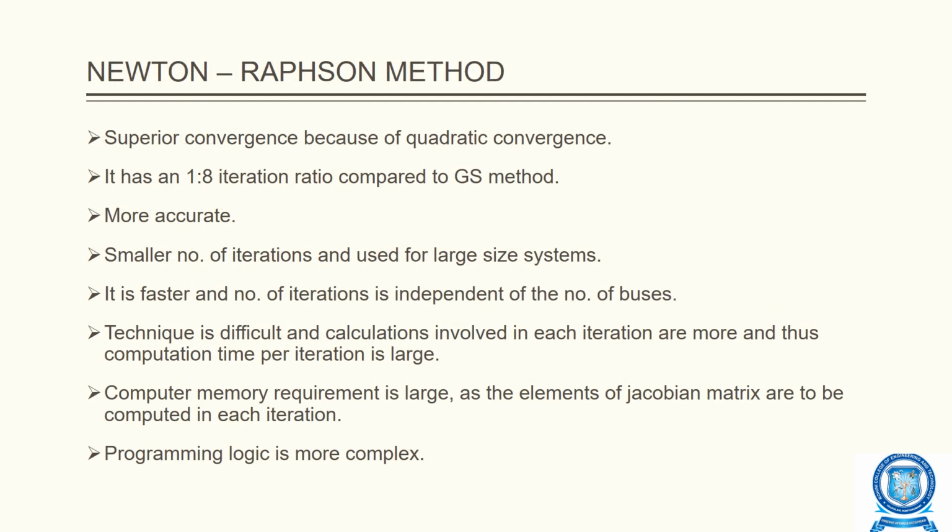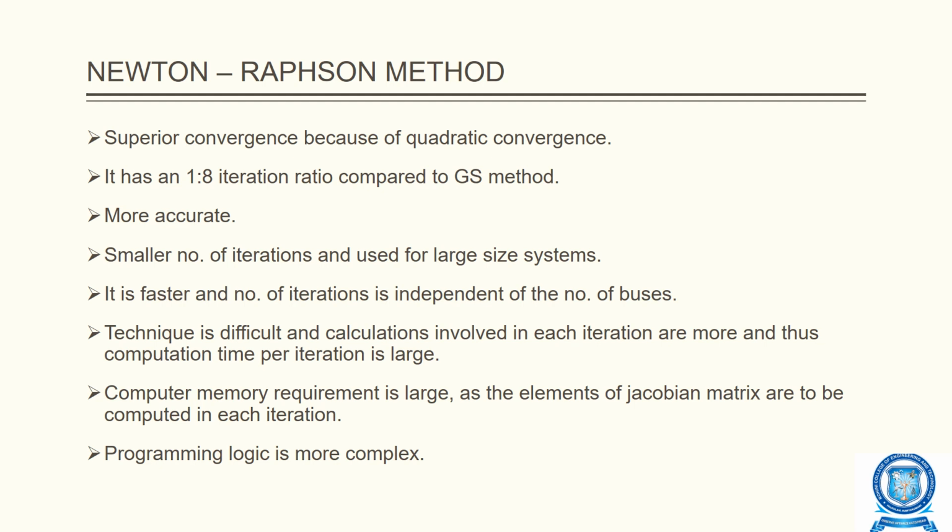Coming to Newton-Raphson, it has superior convergence because of quadratic convergence. It has a 1:8 iteration ratio compared to Gauss-Seidel. Most of the time, within 3 to 4 iterations, you can get the result. More accurate, smaller number of iterations for large size systems. Fast, and the number of iterations is independent of the number of buses.